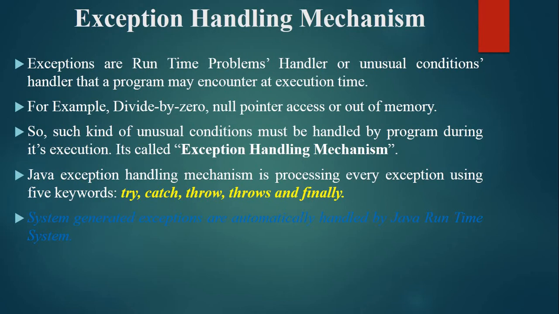If we have any null pointer access, or we are out of memory, meaning we have no memory for storing the data, all of this can be an exception. Such unusual conditions must be handled by the program during its execution. It's called the exception handling mechanism. Java's exception handling mechanism processes every exception using 5 keywords: try, catch, throw, throws, and finally. System generated exceptions are automatically handled by the Java runtime system.